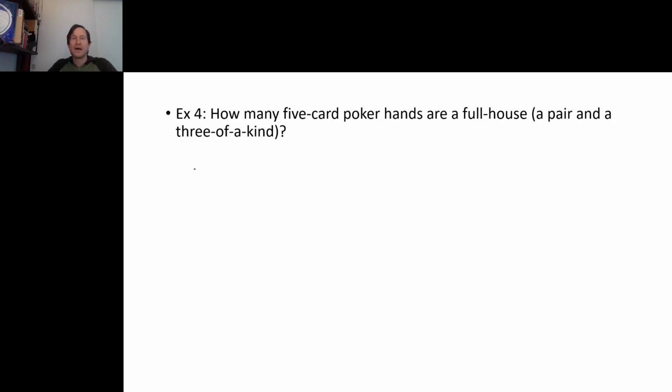One way to think about this sort of problem is to think about all of the choices you would have to make to build a full house in your hand. So the first thing you would have to choose is a rank for your pair. The next thing you would need to choose is a rank for your 3 of a kind.